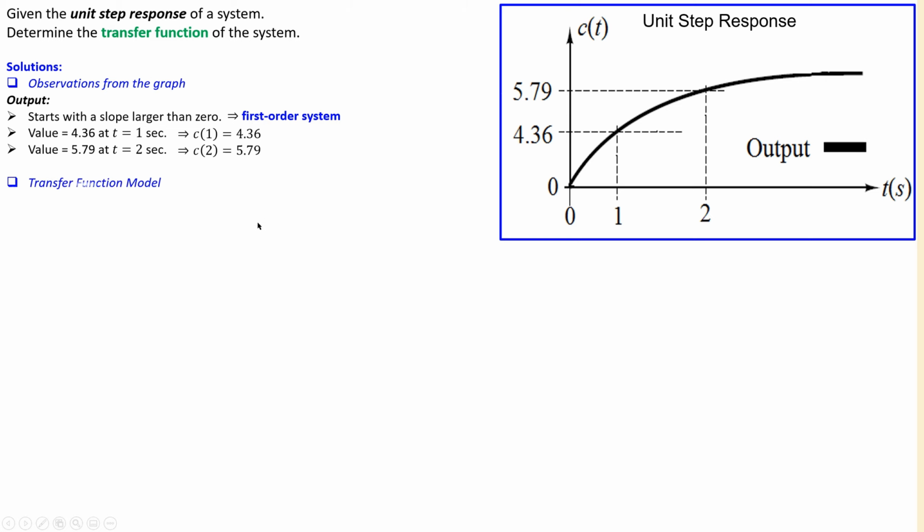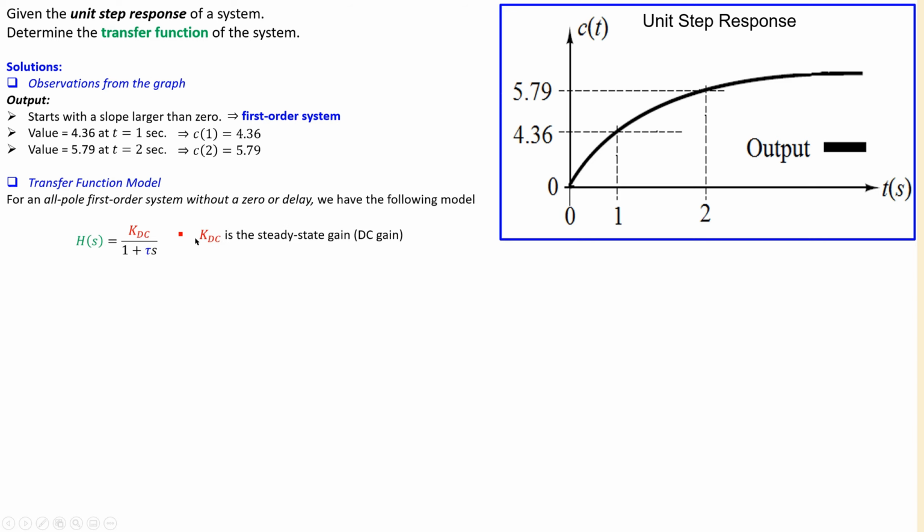So what do I do next? I of course want to have a transfer function, so let's first look at the transfer function model of a first order system without a zero or delay. Then we have the following model. We have H, which is our transfer function, equal to K_dc, which is the DC gain, over 1 plus tau s. In this transfer function, the K_dc is called the DC gain or the steady state gain of your system. The tau is the time constant, which is expressed in units of seconds.